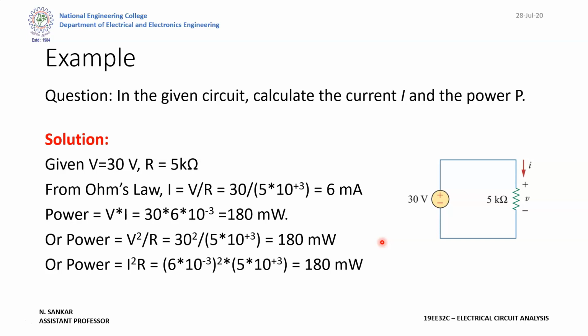So today we have covered the basic things for electrical analysis. We covered Ohm's law: the relation between the voltage and current, what resistance is, and the power dissipated in the resistance. These are the points we have covered in today's lecture.